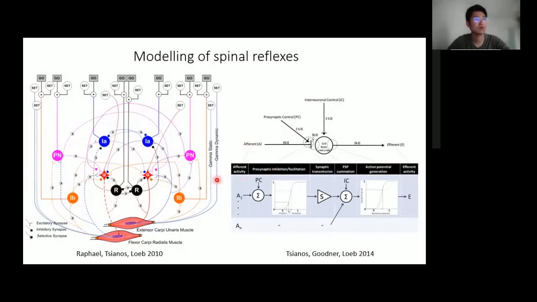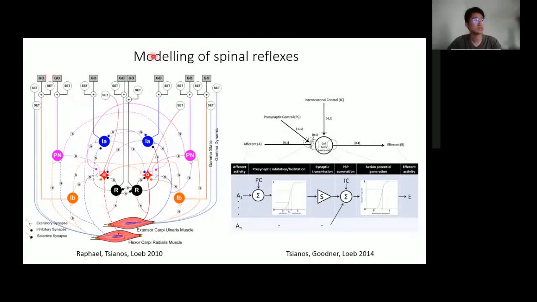Actually, there are even more kinds of neurons in the spinal cord. For example, this PN I haven't talked about. These are the propriospinal neurons, which travel along the spinal cord, and the function of this neuron is also largely unknown. There's also another mechanism called presynaptic control, which is also a kind of descending control of the neural activity. So there are a lot of things going on there. But in this study, they took everything together and made a model of the spinal mechanisms. So this is a very complex loop.